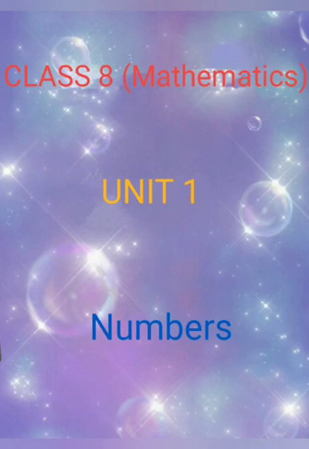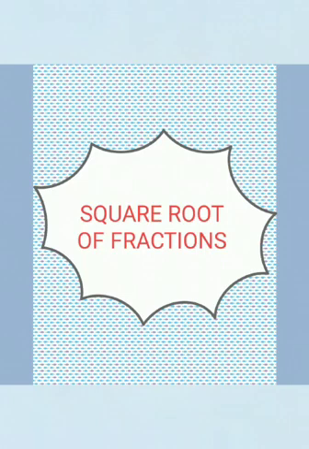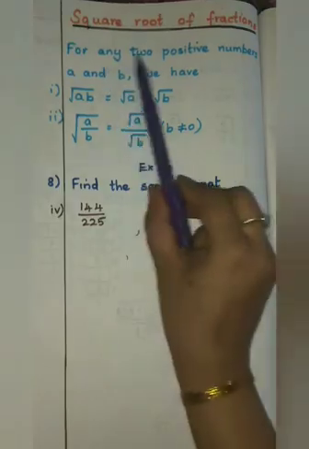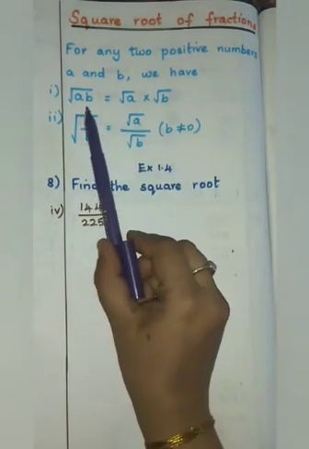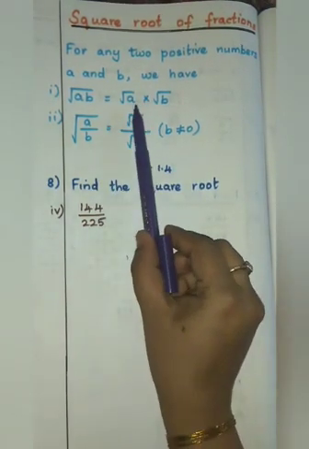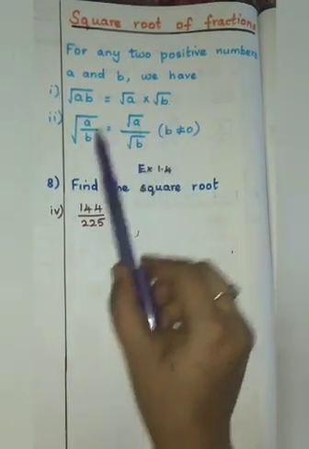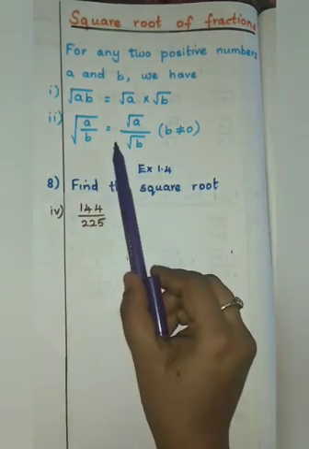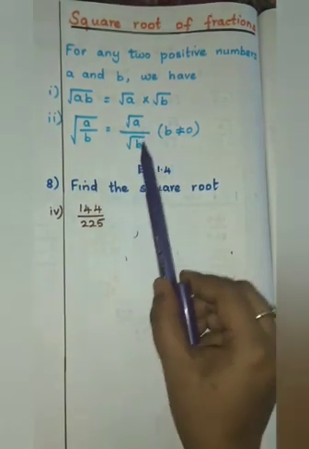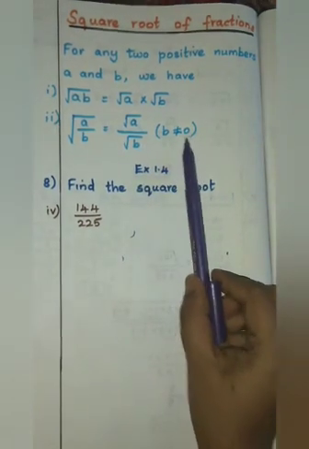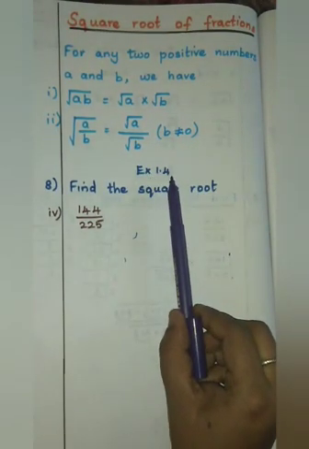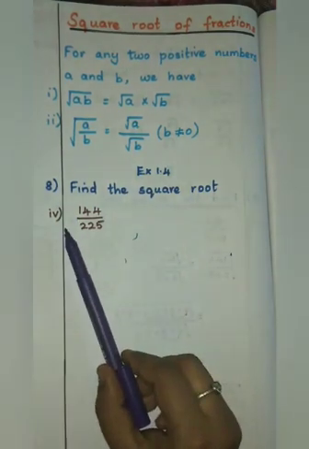Today we are going to see in Unit 1 numbers how to find square root of the given fractions. For any two positive numbers a and b, we have square root of ab equal to square root of a into square root of b. Square root of a by b equal to square root of a by square root of b, where b is not equal to 0. Exercise 1.4, 8th problem, 4th subdivision.